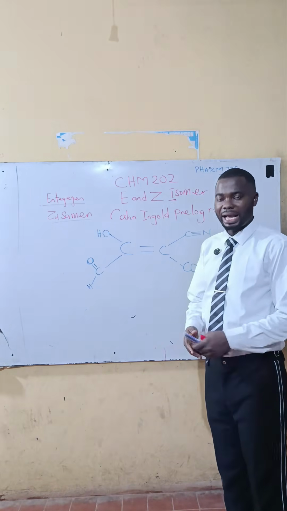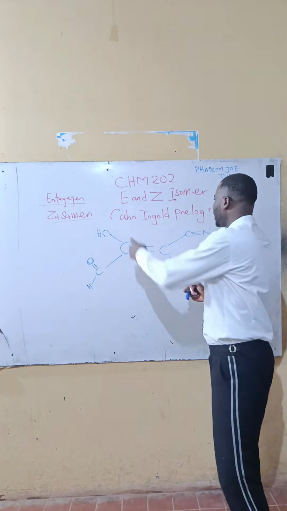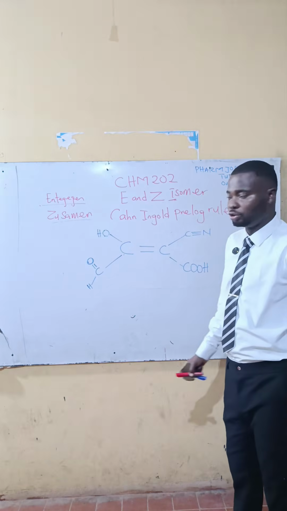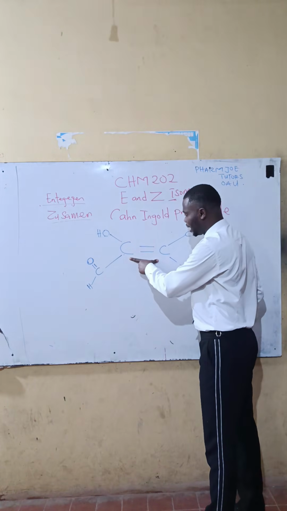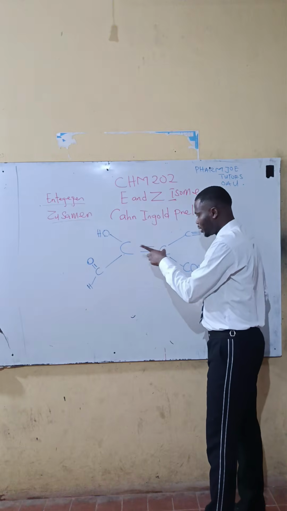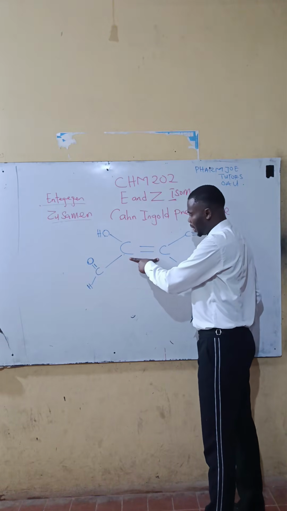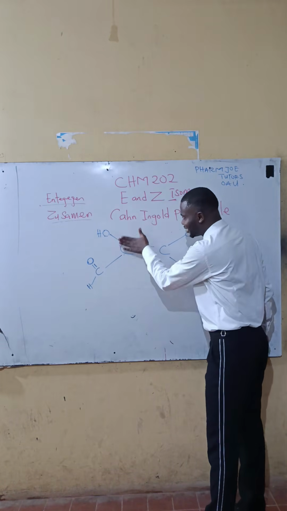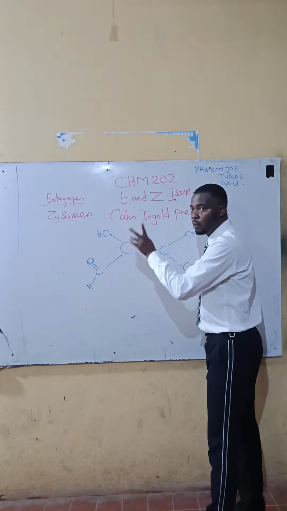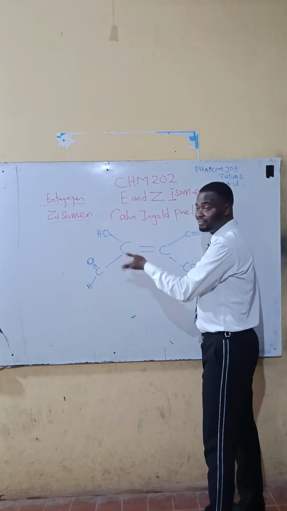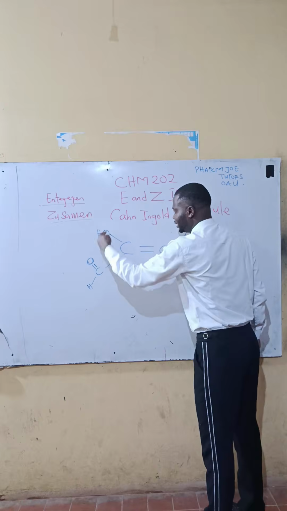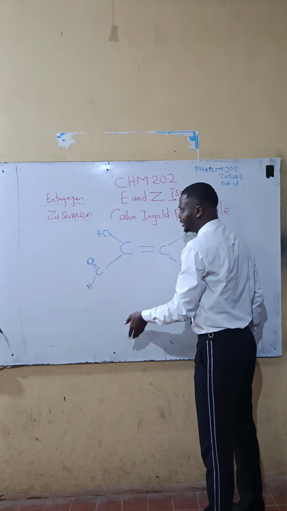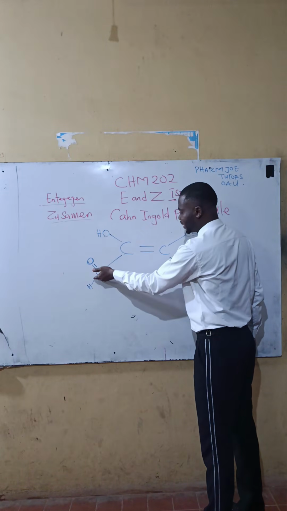Now, firstly, working on our Cahn-Ingold-Prelog rule, what you do is that you pay attention to the olefinic carbon. These are the olefinic carbon, the C double bond C. Your attention should be here. Now, what you then do is that you address each of the olefinic carbon one by one and give the substituent on it priority. The substituent here, the substituent here, you give them priority. Which one comes first and which one comes second?